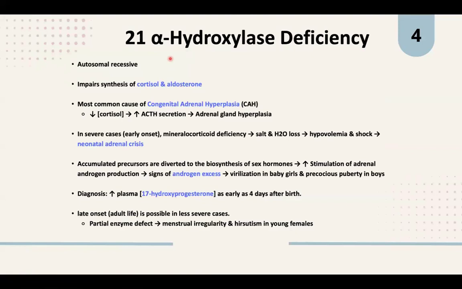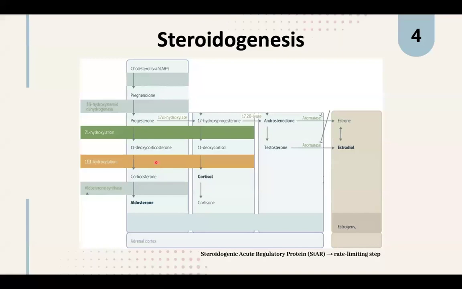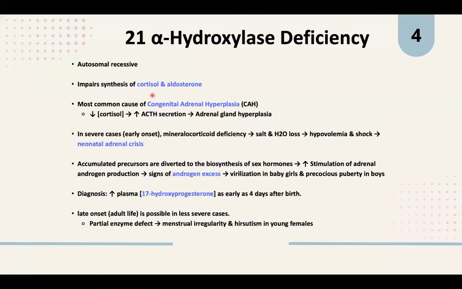Okay, so this deficiency is autosomal recessive. It impairs the synthesis of cortisol and aldosterone, as we saw here, because you can't get down here, you can't make cortisol and aldosterone. And because you don't have enough cortisol, you get something called congenital adrenal hyperplasia. Now, I'm not sure how much you know about this, but congenital adrenal hyperplasia is basically the adrenal gland gets big. Why is that? Because normally you have this hormone called ACTH, which will stimulate the production of cortisol by the adrenal gland. And it gets secreted when you don't have enough cortisol.